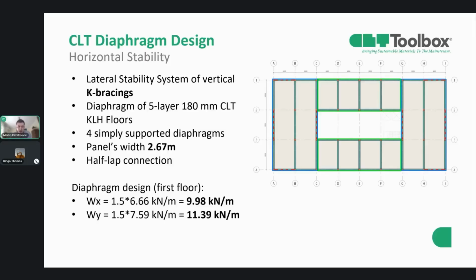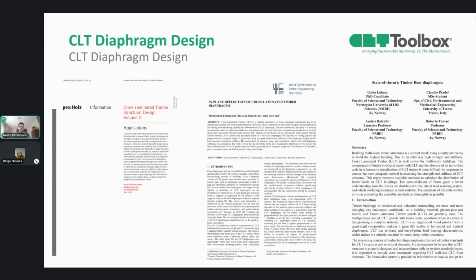And for the CLT diaphragm, we will observe 4 simply supported diaphragms, and for the simplicity of the design, we'll assume they're all flexible. We have a panel width of 2.67 meters, and we'll use half-lap connections. So at the beginning, just a few notes on the background of this calculator and what design guides and research papers we used.